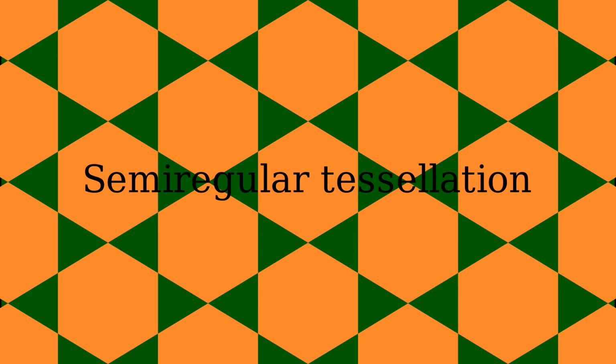First, we construct regular hexagons that have only vertices in common, but no common edges. The regions between the hexagons can be filled with equilateral triangles. The hexagons and triangles now tile the plane. This is an example of a semiregular tessellation, or sometimes called an Archimedean tessellation.